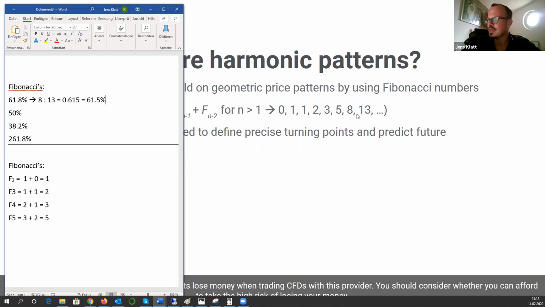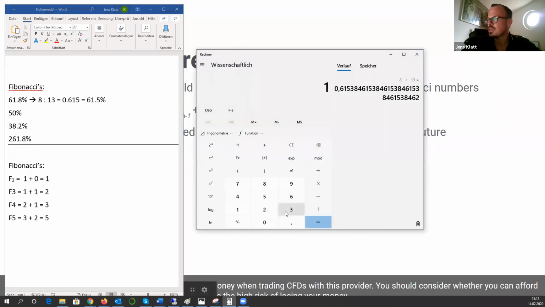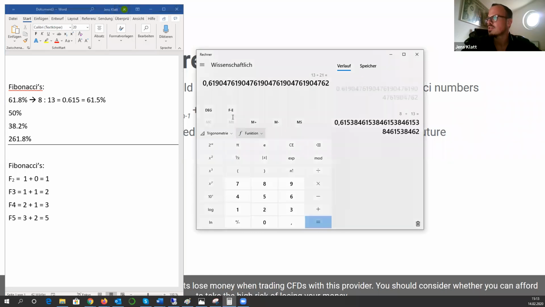So the higher we get, let's say then 21 would be the next number, 13 plus 8. If you divide 13 by 21, you see that this number is now closer to 61.8 in this case. So it's already 61.9. And you keep on doing that, and the bigger the numbers get, the more accurate you get this ratio in this case.